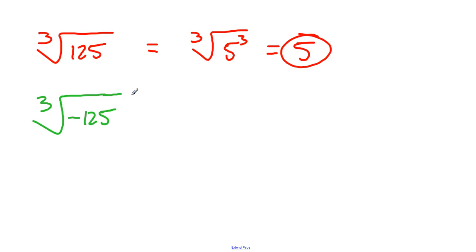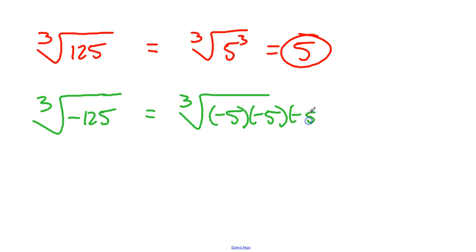Okay, now if you get third roots with negative numbers in there, what happens if you multiply negative 5 by itself 3 times? Well, negative 5 times negative 5 times negative 5. It's going to be negative, right? So in this case, if you multiply a negative number by itself 3 times, you can get a negative answer. So when you're doing third roots, you actually can get negative answers here.